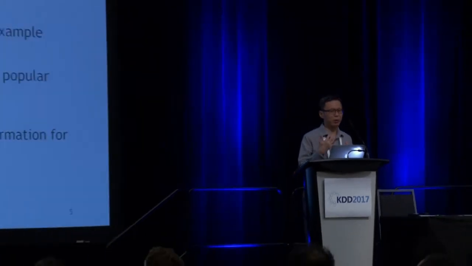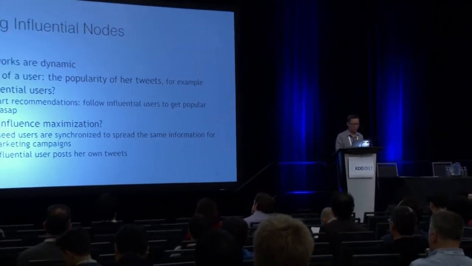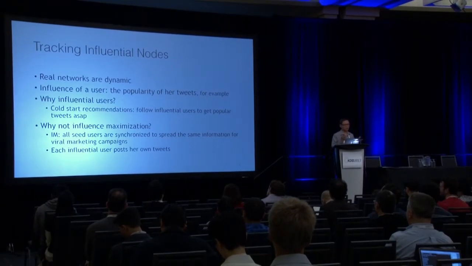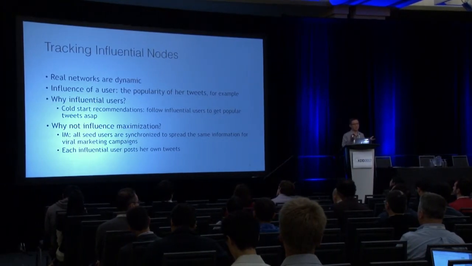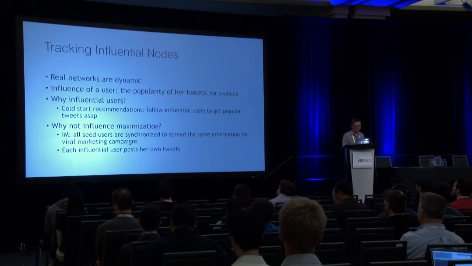It is cold start recommendation. In a social media or social network, you have some new users, and you want to recommend something to the new users. You don't have any background information about this user. So one idea is that you give the user some influential users to follow to get popular tweets as soon as possible, okay? And if you have not worked in this area in the past, you may have heard something like influence maximization. You say, hey, is this just an influence maximization problem?